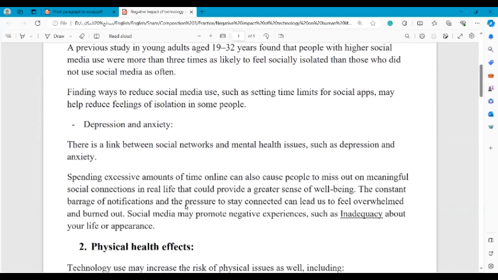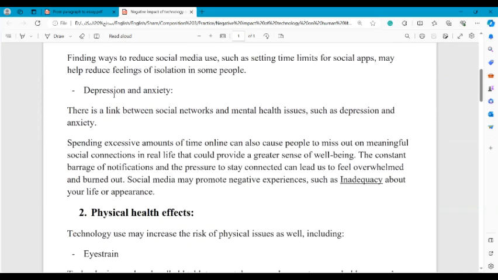We have another effect which is depression and anxiety. Depression, الاكتئاب, anxiety, القلق. So this is the second effect of what? Of the psychological effect.